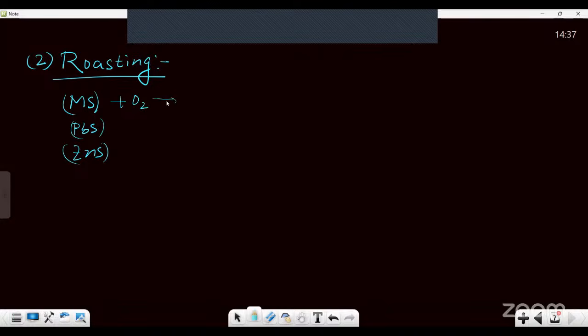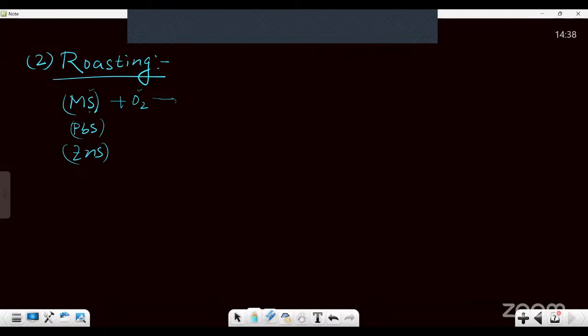So the temperature is high, and we are actually giving it oxygen. What is going to happen? This sulfide ore is going to convert into oxide. Our main aim is to convert metal sulfides to oxides, because from the oxide we can easily reduce it into the metal. It is very difficult to get the metal directly from the sulfides. So it is better if we convert the sulfide to oxide first.